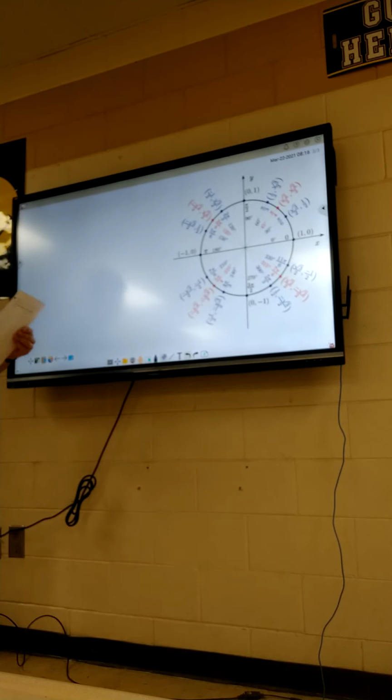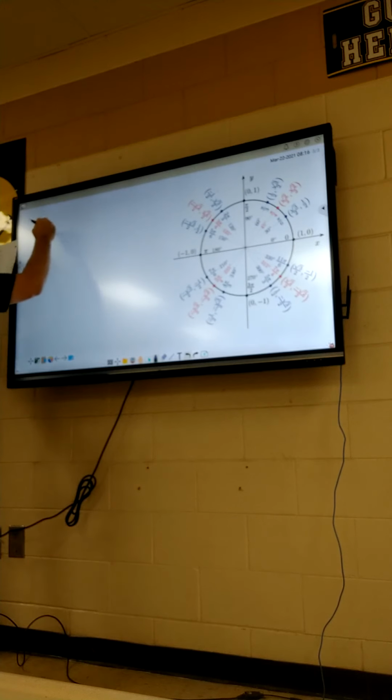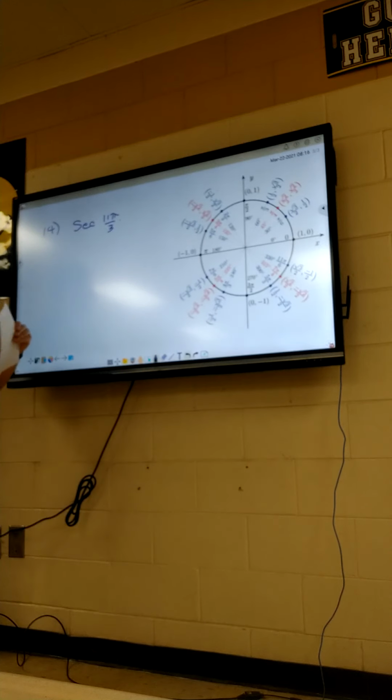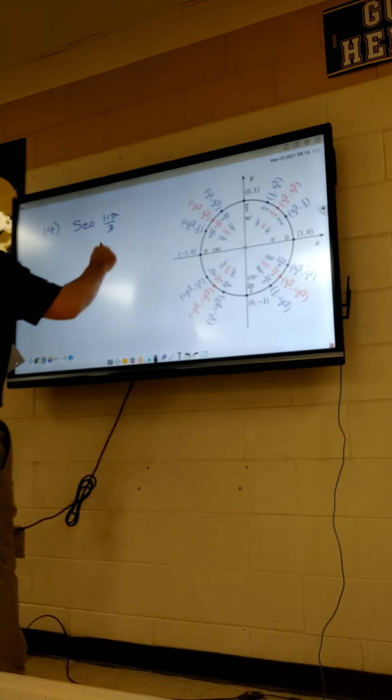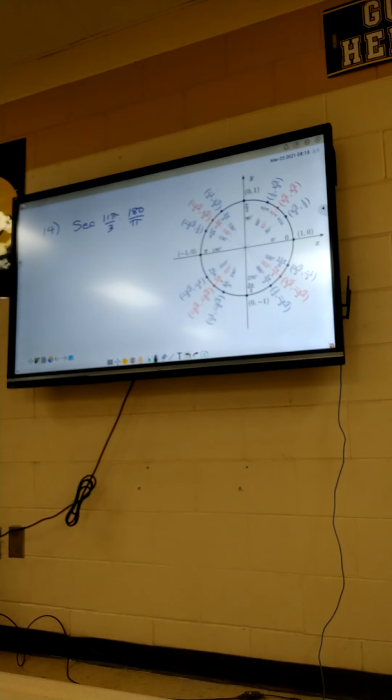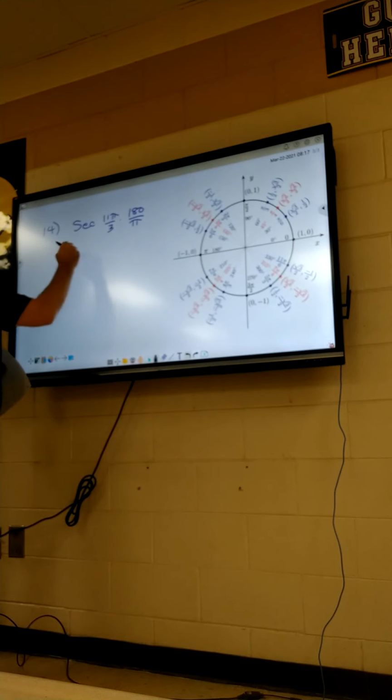Let's do one more. Let's do 14 on the back. Flip over on the back. Let's do 14. It says secant of 11 pi over 3. All right. 11 pi over 3 is not on the circle. So what do we do? We times by 180 over pi. So we got 11 pi over 3, 660. Okay, too big. Then you minus 360. So it's 300. So I do secant of 300.